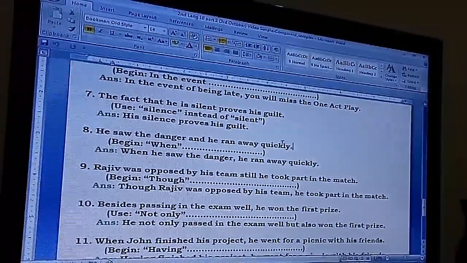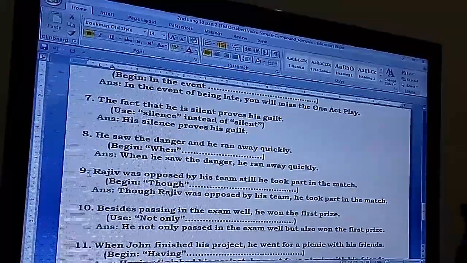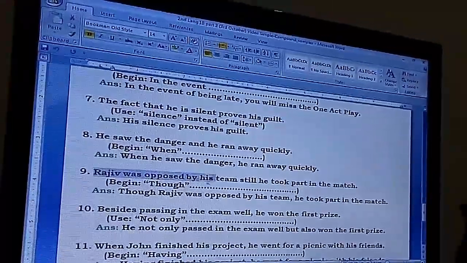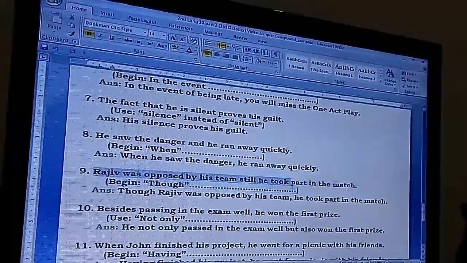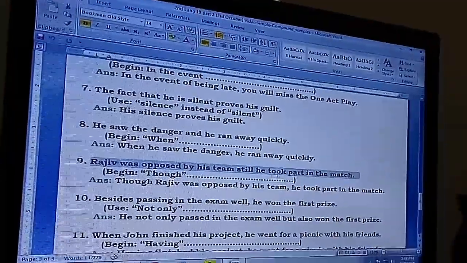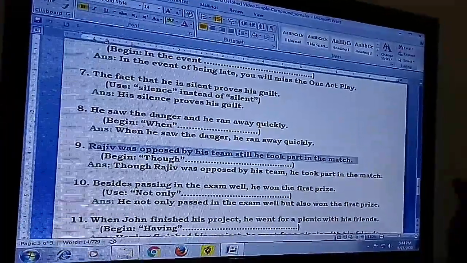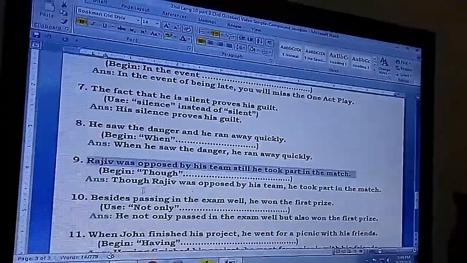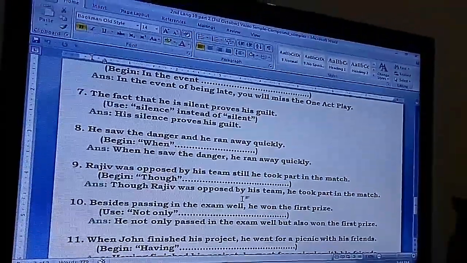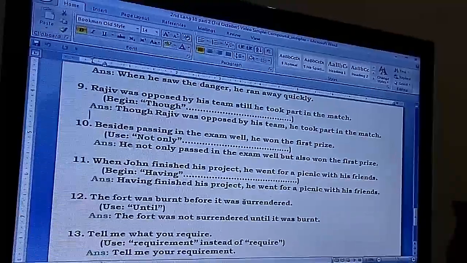Number 8, Rajiv was opposed by his team and still he took part in the match. Although, same. Though Rajiv was opposed by his team, he took part in the match.